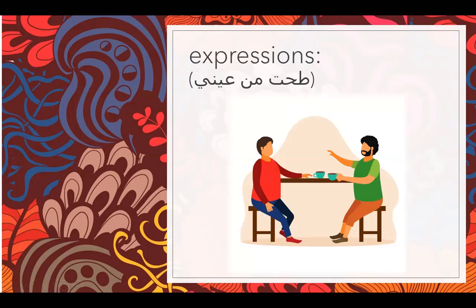Like طحت من عيني. If you say طحت من عيني in English, that would be like you fell from my eye. But nobody would say that. You would say I lost all respect for you, right? Yeah, that's more understandable, because if you say that to an American, he wouldn't understand it. So that's why just get it as it is.